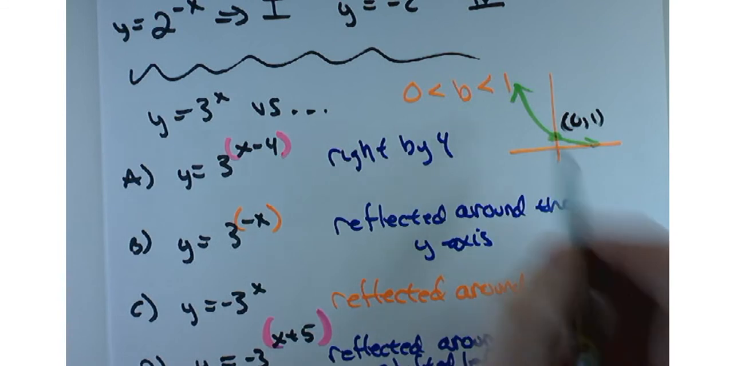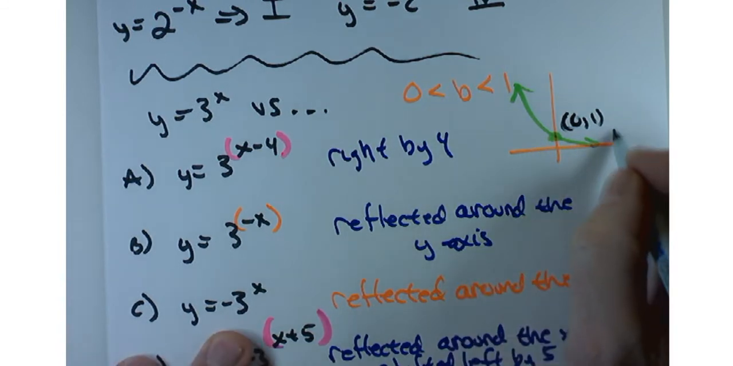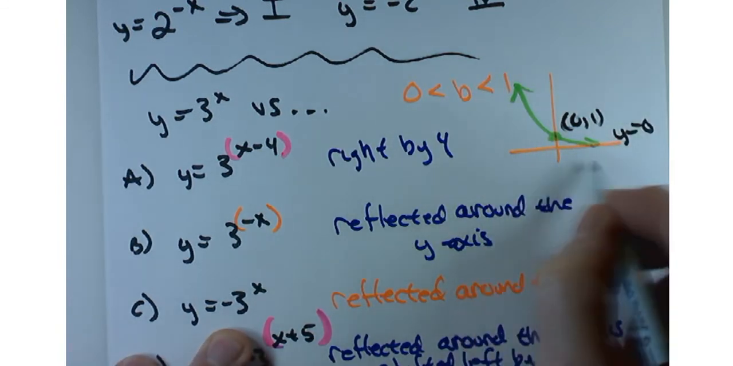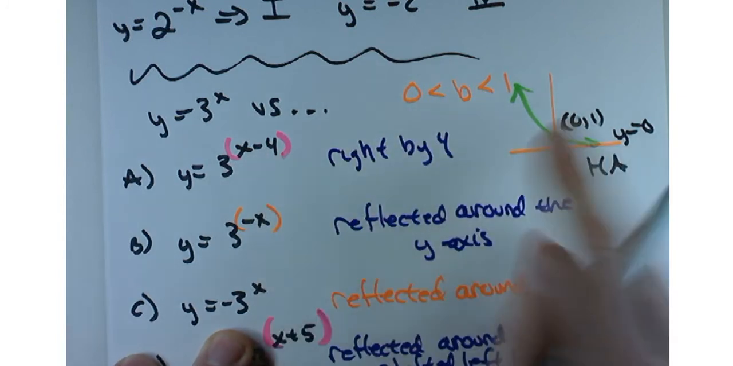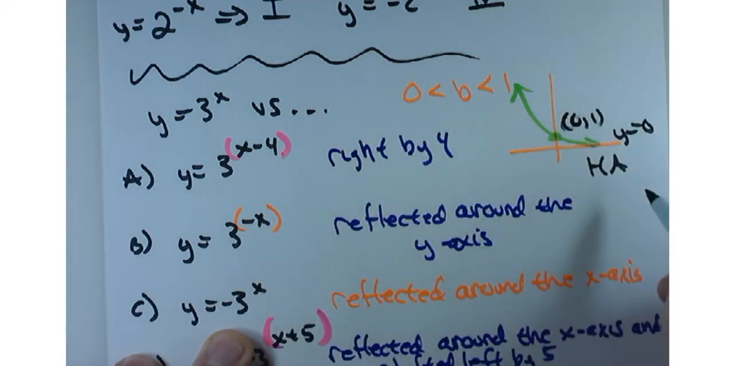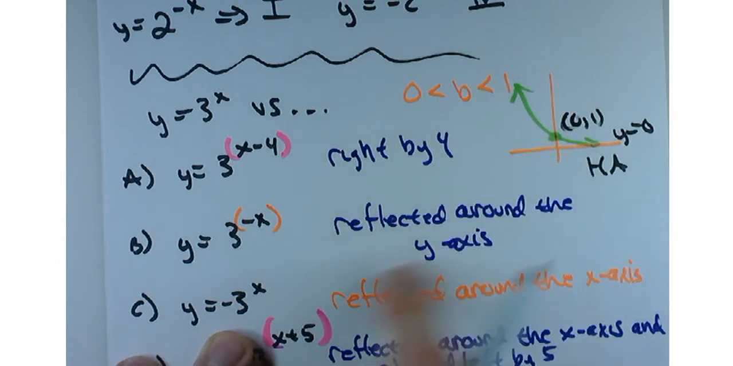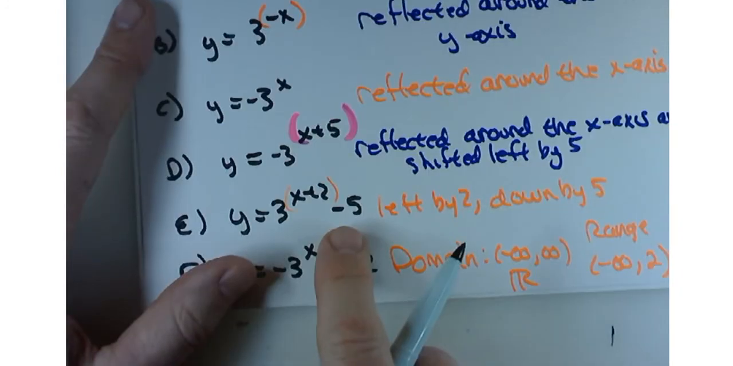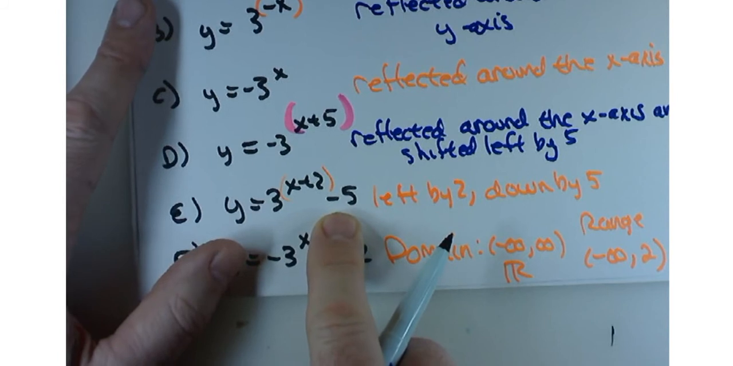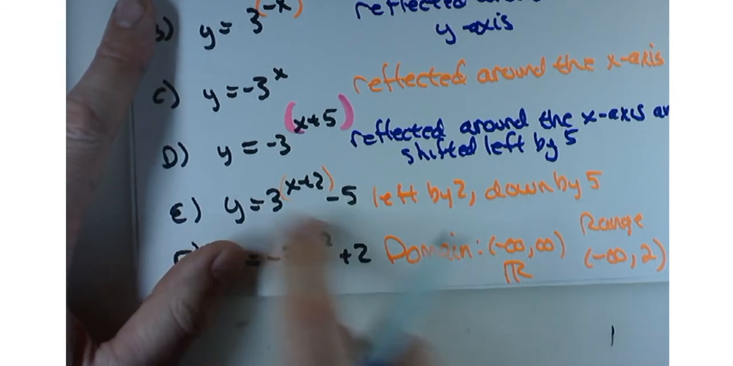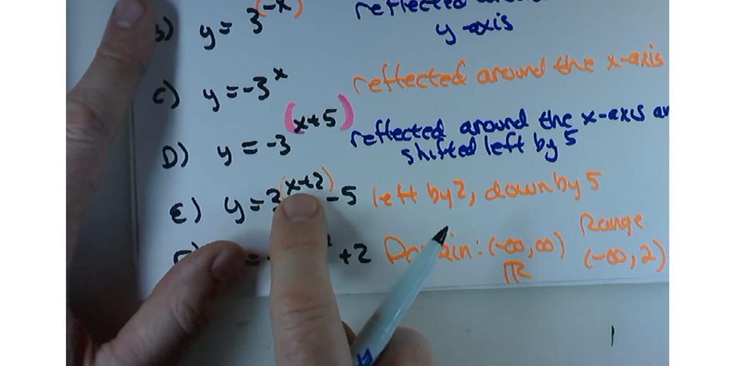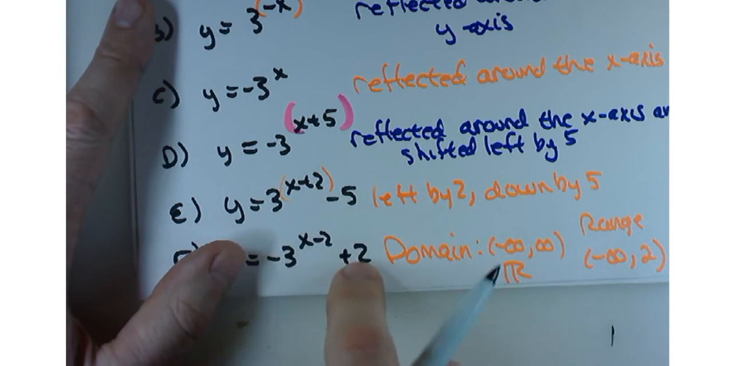Y equals 0 is our horizontal asymptote for either of these graphs, increasing or decreasing. And of course, that horizontal asymptote can get shifted. That horizontal asymptote is going to get shifted down by 5 or up by 2, depending on this. Horizontal asymptote is not going to be affected by a horizontal shift. It's only going to be affected by a vertical shift.